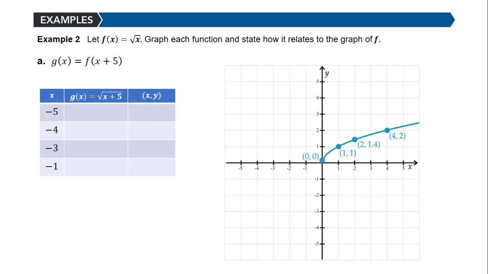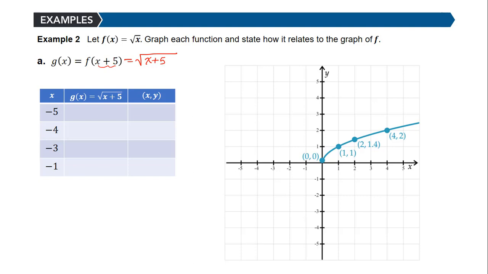So let's apply that here. We have f of x equals the square root of x. We want to graph each function and state how it relates to the graph of f. Our function is g of x equals f of the quantity x plus 5. Well, remember to do f of anything means I'm going to replace x with the expression that's inside parentheses. This would therefore be the square root of x plus 5.